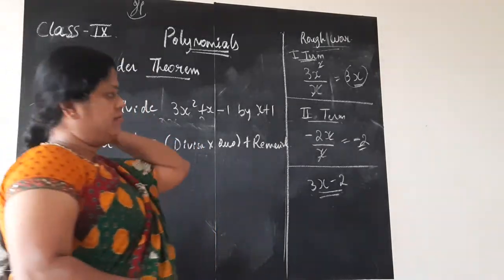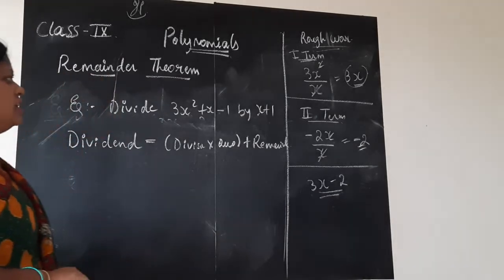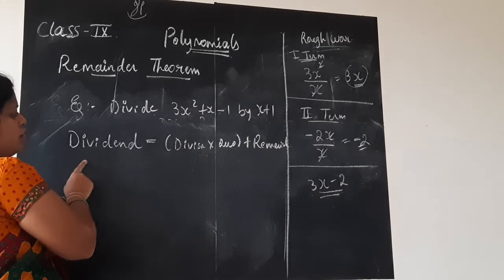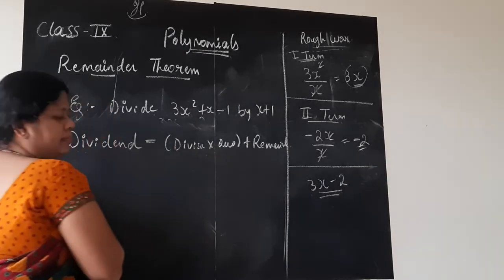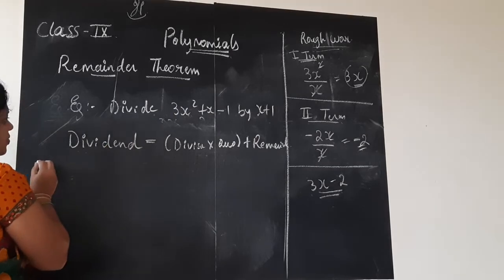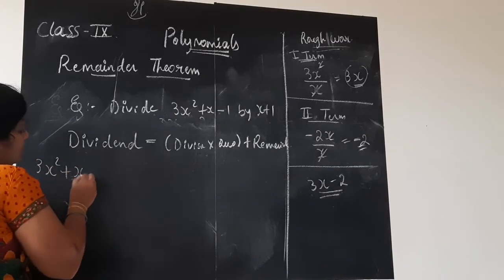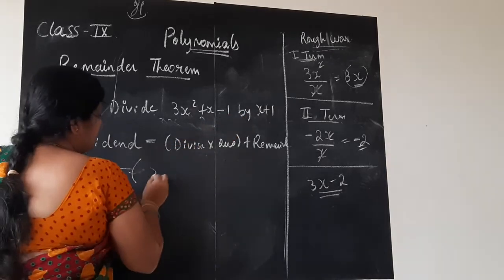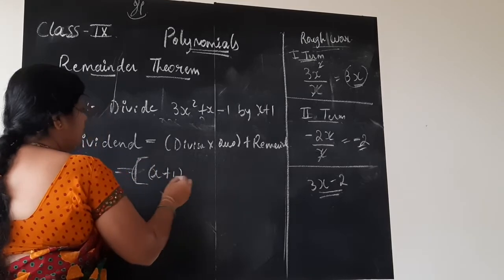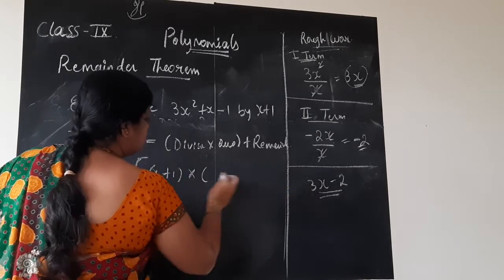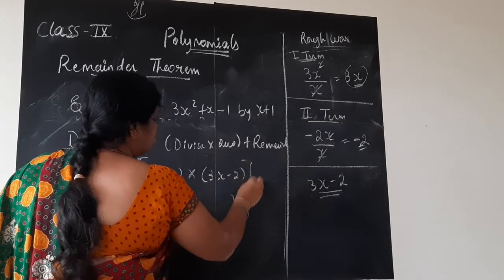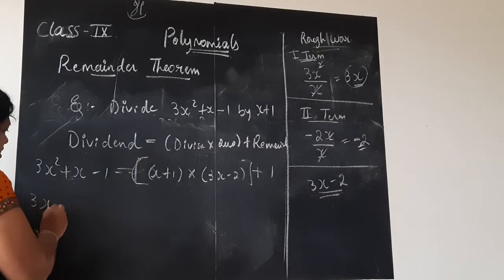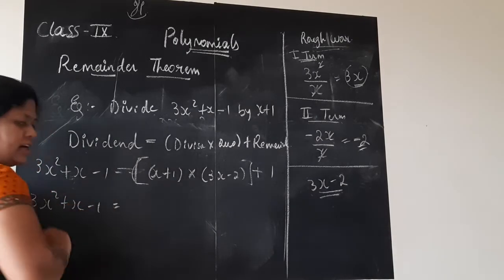So let us verify it. I will show you that the quotient we got, 3x minus 2, and the remainder we got, plus 1, are correct. How do you verify? Using this formula: dividend is equal to divisor into quotient plus remainder. So what is the dividend? It is 3x square plus x minus 1 is equal to divisor. What is the divisor? It is x plus 1. Big bracket I will write into quotient. What is the quotient we got? 3x minus 2. Close the big bracket plus remainder. Remainder is just 1. LHS 3x square plus x minus 1 I will write as it is.